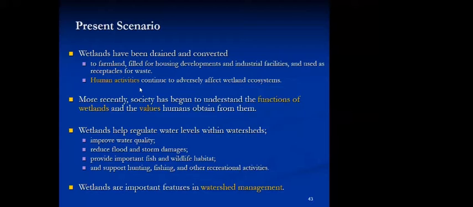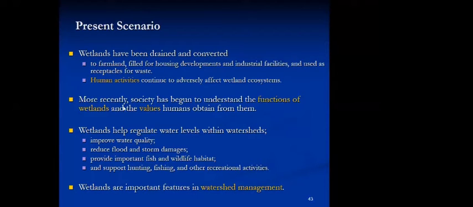Then, really, what has happened over time? In the present scenario, these wetlands have been drained or converted to farmlands, filled for housing developments and industrial facilities, and used for waste disposal. Human activity continues, which adversely affects the wetland ecosystem. In other words, wetlands have been drained and converted quite fast.